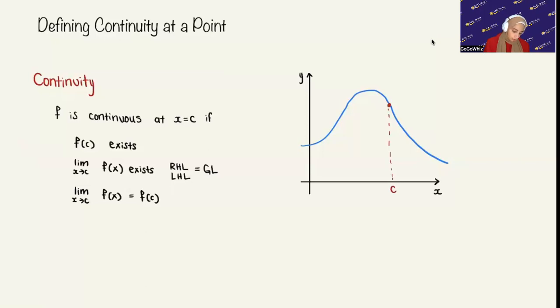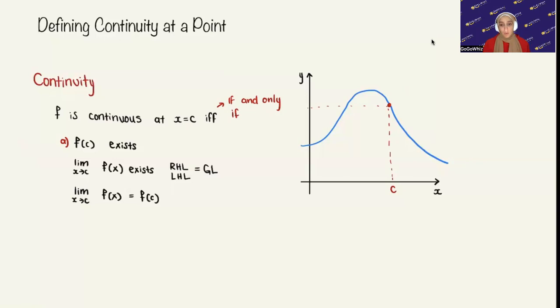So I'm actually going to change this "if" into the double arrow. This means "if and only if." Okay. So if and only if these three conditions are met, first, we need to make sure that f at c exists. If we look at this point over here, f at c, the function itself has to exist. So f at c does exist. There is a point that exists at f at c.